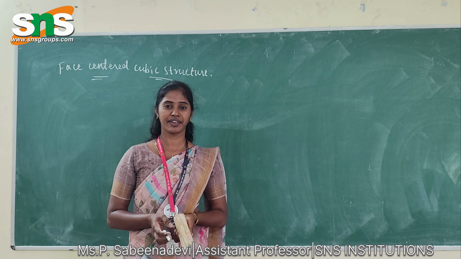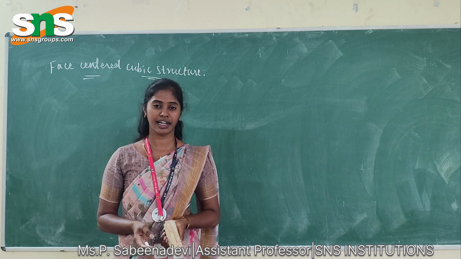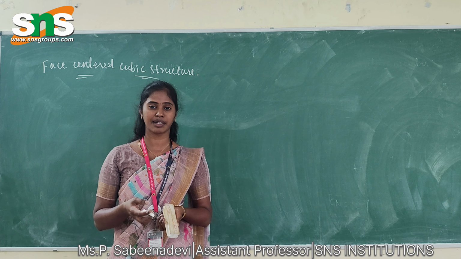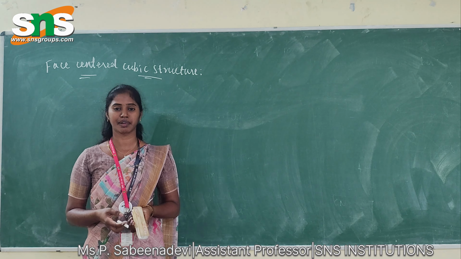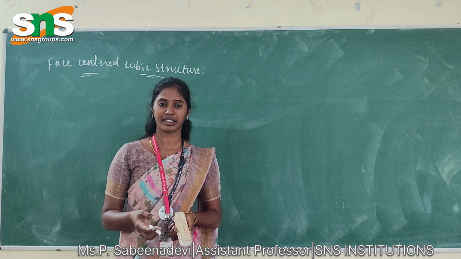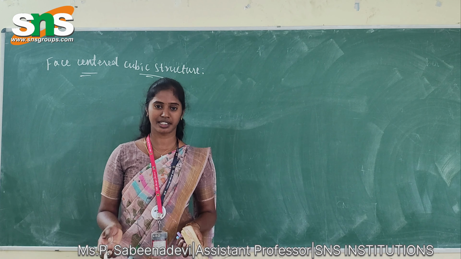In the previous video, I explained the number of atoms per unit cell and the coordination number of the simple cubic structure. In today's video, I am going to explain the atomic radius and the atomic packing factor of the FCC structure. So we know about the FCC structure, right?